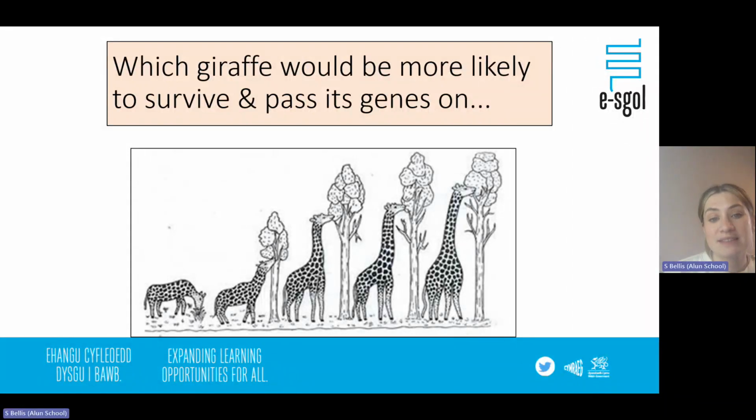And the answer here is that the giraffe with the long neck is going to be able to reach more leaves on the trees, and therefore it's going to have more food, which means it's going to be healthier, it's going to survive for longer, it's going to pass on those long neck genes onto its offspring, and therefore that trait has been naturally selected, because it's made sure that they were able to survive.